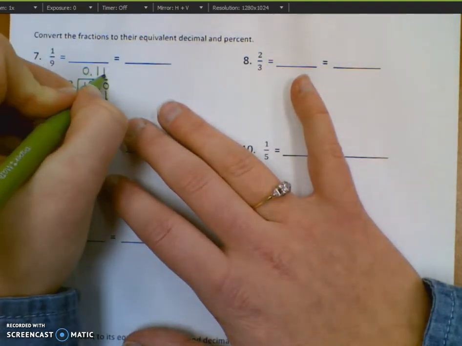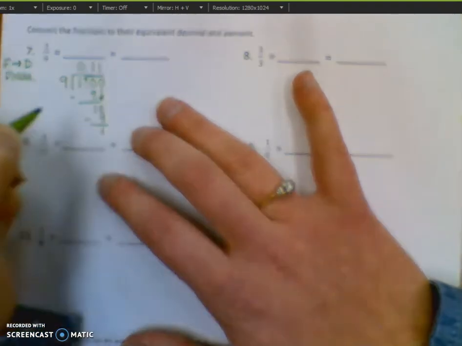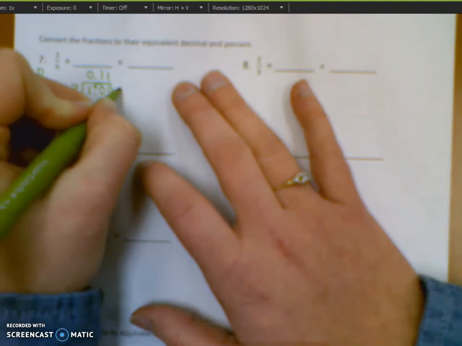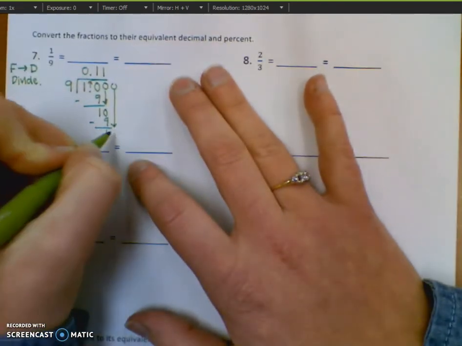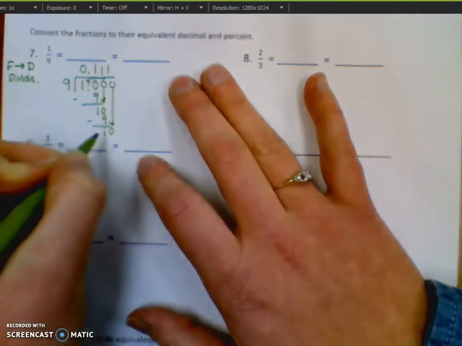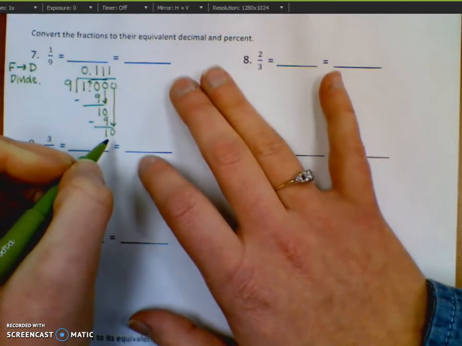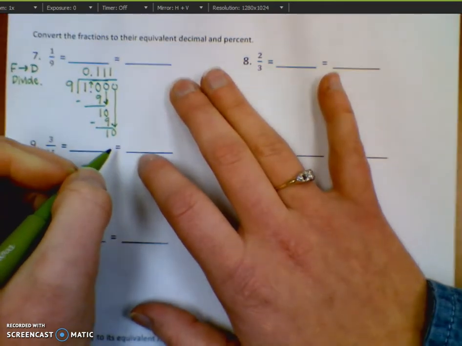9 goes into 10 once. 1 times 9 is 9. We subtract and get 1. I could add another 0. I could add zeros all day. 9 is always going to go into 10 once, and I'm always going to get 1 as a remainder, and then bring a 0 down to make it 10. And so I see that this is what we call a repeating fraction.